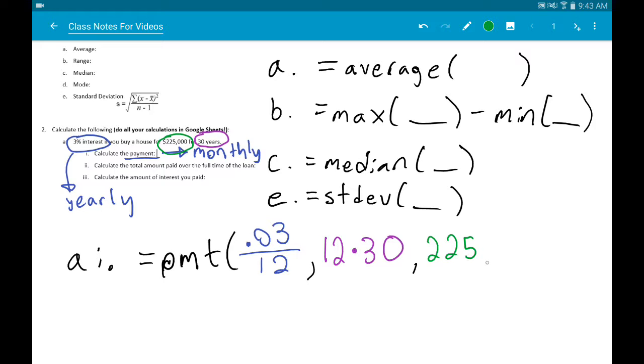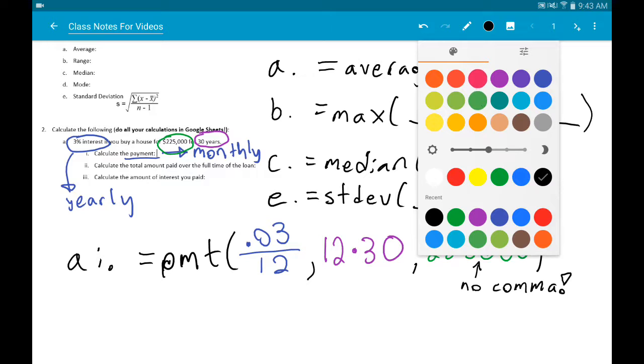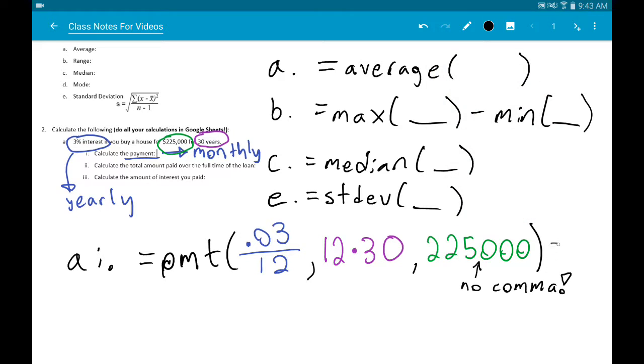Now, it's important to not put a comma right there. Don't do that, because then Excel will think that your total house value is $225 and then 000 as a separate argument. So no comma right here. That's an important thing to remember. Okay, this should give us, in our practice problem, an amount of about 948.